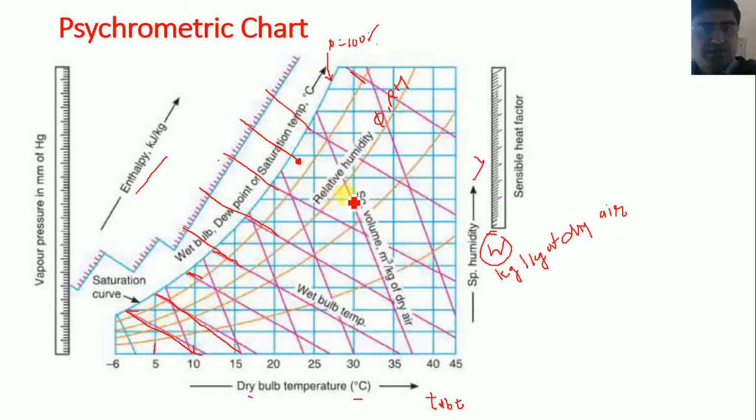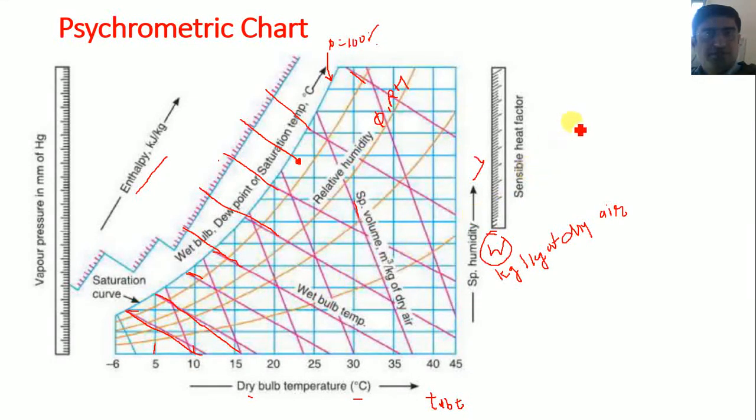And also you can find the value of specific volume in meter cube per kg of dry air with the help of these inclined lines. These inclined lines indicate the specific volume, which is also known as the absolute humidity of air. All these inclined lines show the value of specific volume in meter cube per kg of dry air.